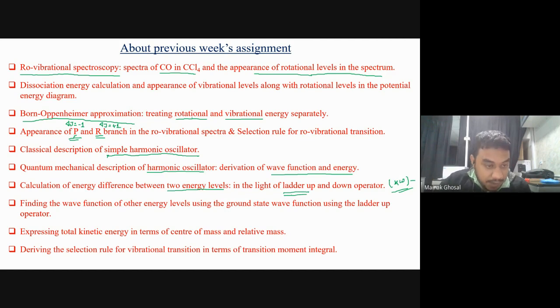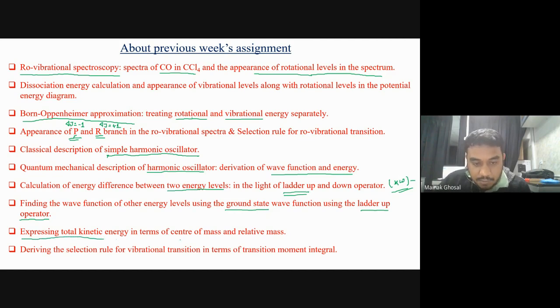Then we found the wave functions of the other energy levels with respect to the ground state. What I have told now is that with the help of the ground state wave function, we can calculate the wave function corresponding to other excited states. Using the ladder up or ladder down operator, you can get the energy levels below an excited state. Taking this excited state energy level and using the ladder down operator, you can get the energies of the lower levels.